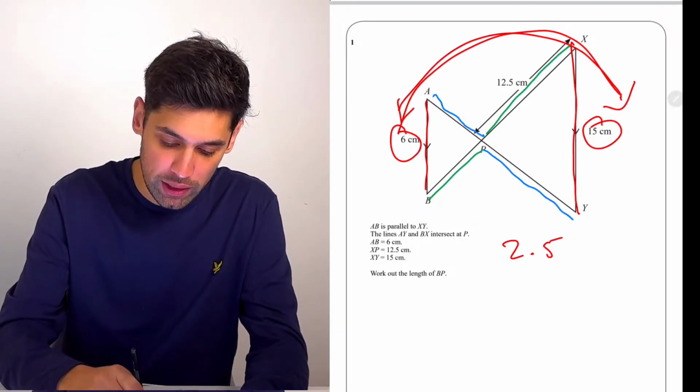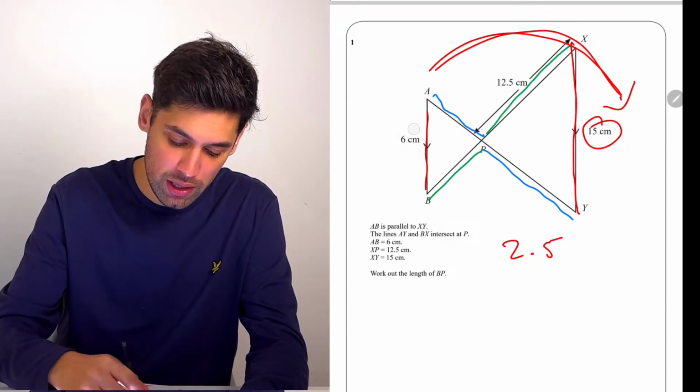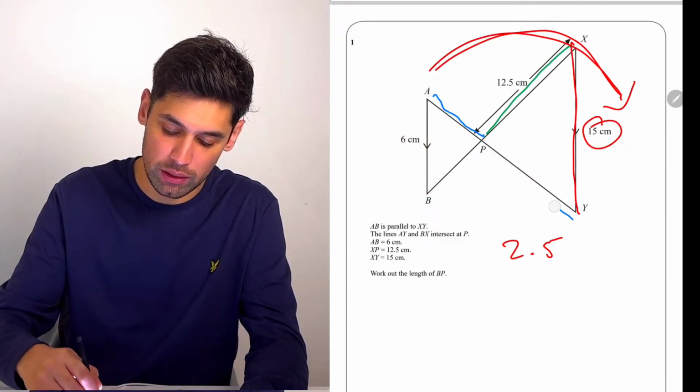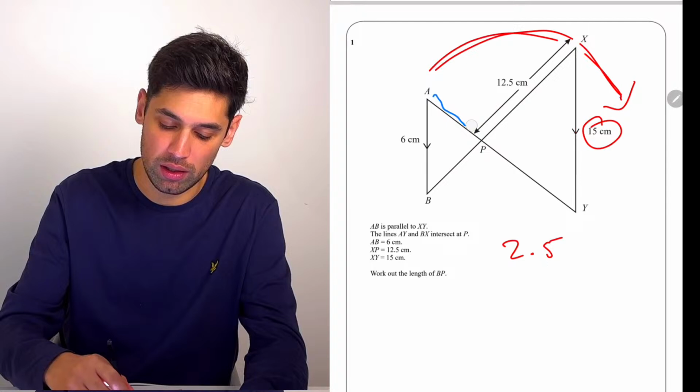I've got a lot written here, so I'm going to delete pretty much all of it except for the scale factor so we can start answering this question.